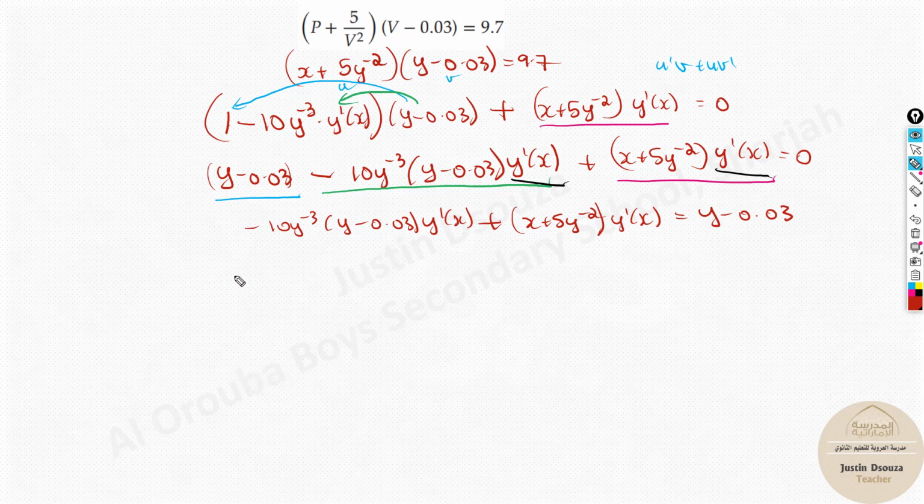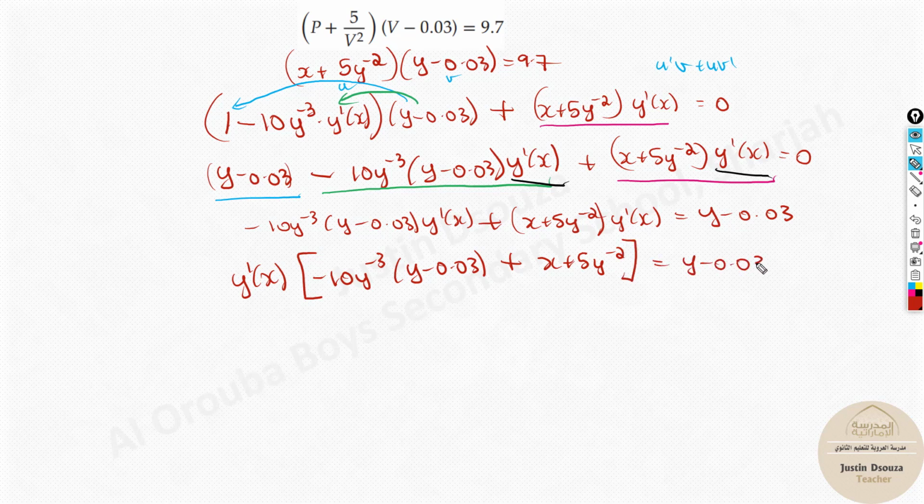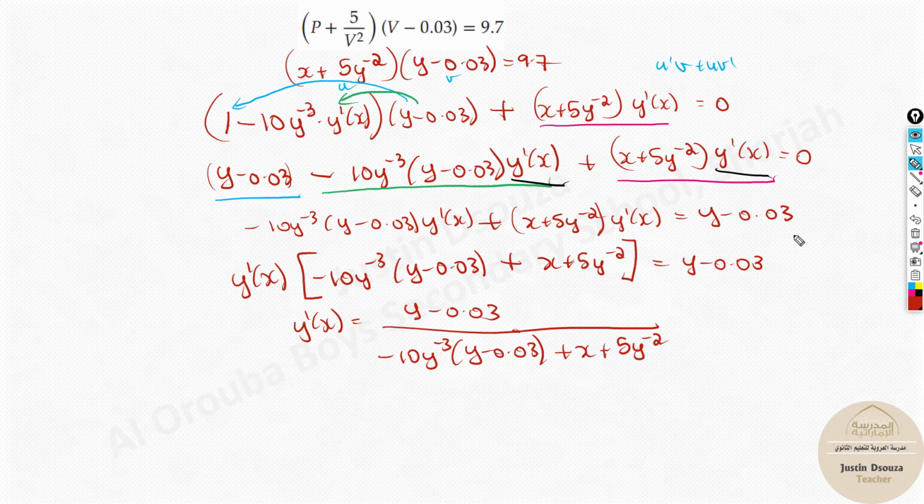Now, let's take this y dash common out. Y dash of x is removed. So, entire thing will be a single term now. It'll be minus 10 y to the power minus 3 into y minus 0.03, plus y dash is gone outside, plus what is remaining here, x plus 5y to the power minus 2 is remaining. That is equal to y minus 0.03. Now take this entire term to the other side, denominator. You will get y dash of x equals y minus 0.03 divided by all this term. It will be minus 10 y to the power minus 3 into y minus 0.03 plus x plus 5y to the power minus 2. Now, this is the y dash of x, or whatever they have given in terms of p and v, that is dv by dp. This is dv by dp, derivative of that.